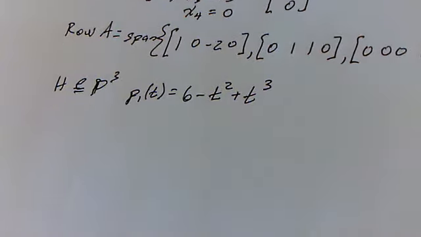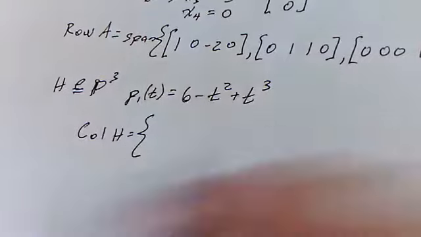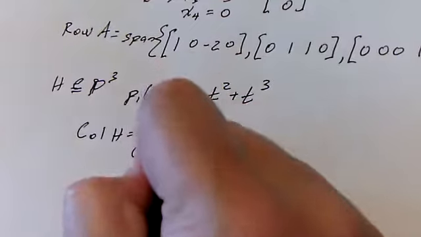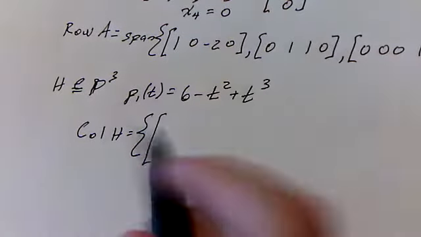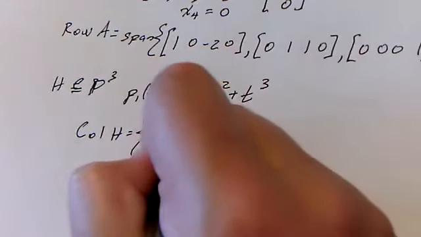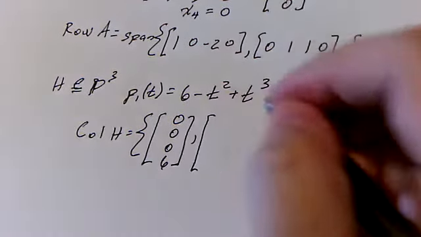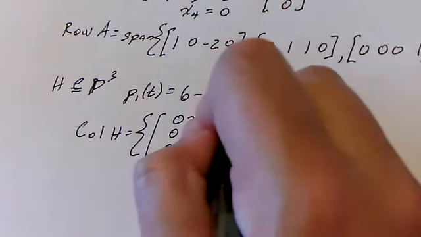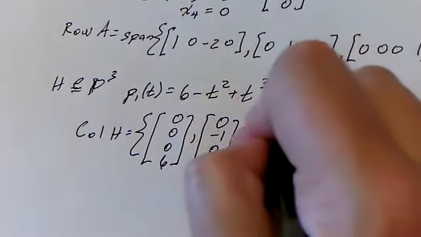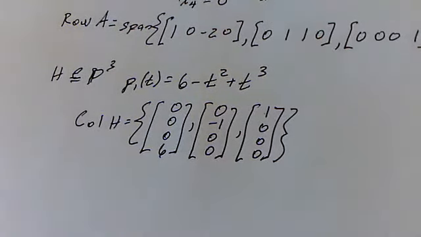So when I'm looking for the column space of H, I'm breaking down the pieces of this vector. And you can go in either order. I've been going from the highest power down to the lowest power, so I'll continue that pattern here, 0, 0, 0, 6, as long as you define your variables accordingly. So as a vector, then I would have 0, -1, 0, 0. And then the third one would be t cubed, which would be 1, 0, 0, 0. So that's the corresponding representation in R4.